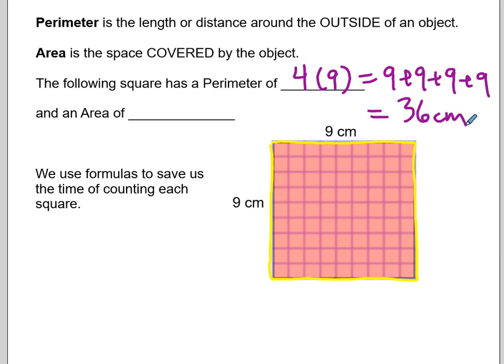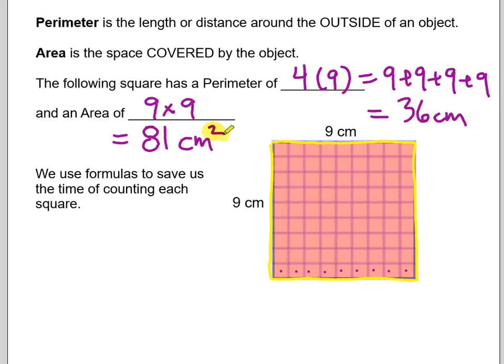Okay, for area, if I wanted to count up these, there are 9 rows that have 9 squares in them. So a shortcut for this would be a multiplication case. So we would have 9 times 9. So the area here would be 81. If you want to, take a moment and count the squares. You'll see there are 81 centimeters squared.